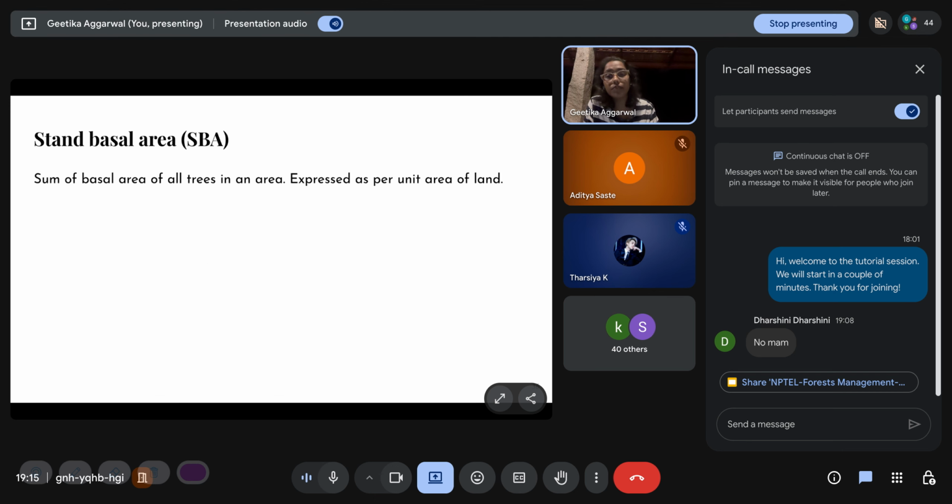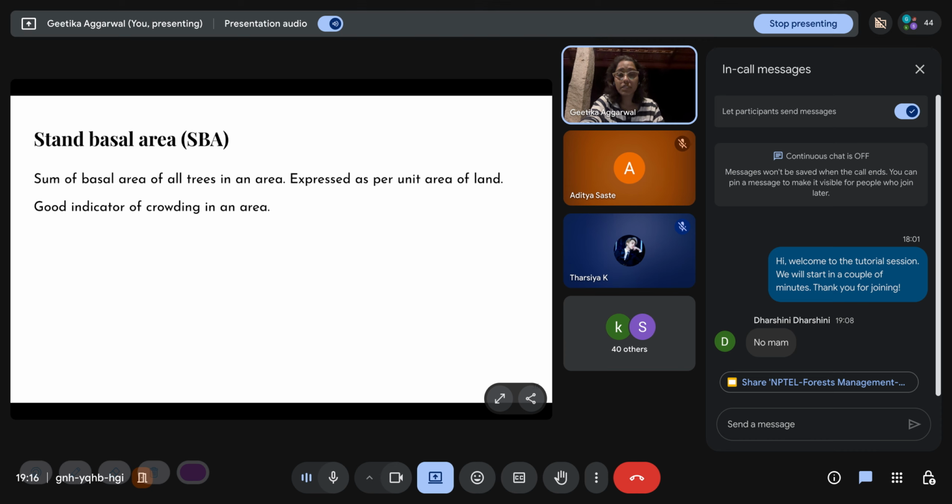Then there is stand basal area. Stand basal area is the sum of basal area of all the trees in an area. If you're talking about a stand, so for example, say you have an area of 1 hectare, which is your land in which you have planted a lot of trees. What is the basal area of all the trees in the stand? That's the stand basal area, and it's expressed per unit area of land. So if you have say 10 hectares of land, you want to know per hectare what is the stand basal area. It's a good indicator of crowding in an area. How crowded are the trees in that area?